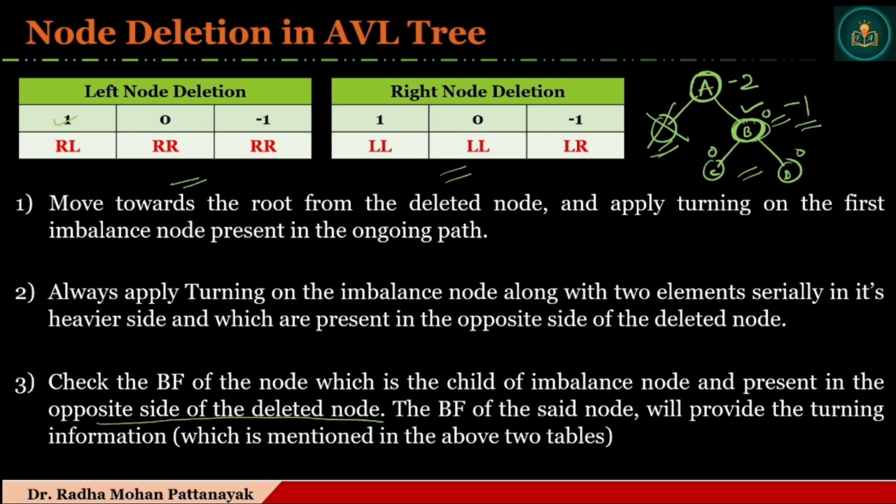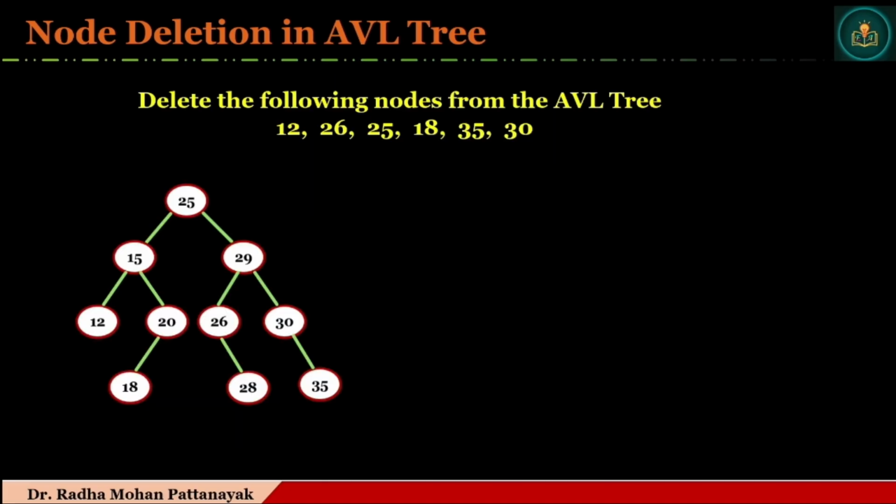Now we will discuss this deletion process with an example. Let's consider this AVL tree and we need to perform these 6 deletions: 12, 26, 25, 18, 35, 30.